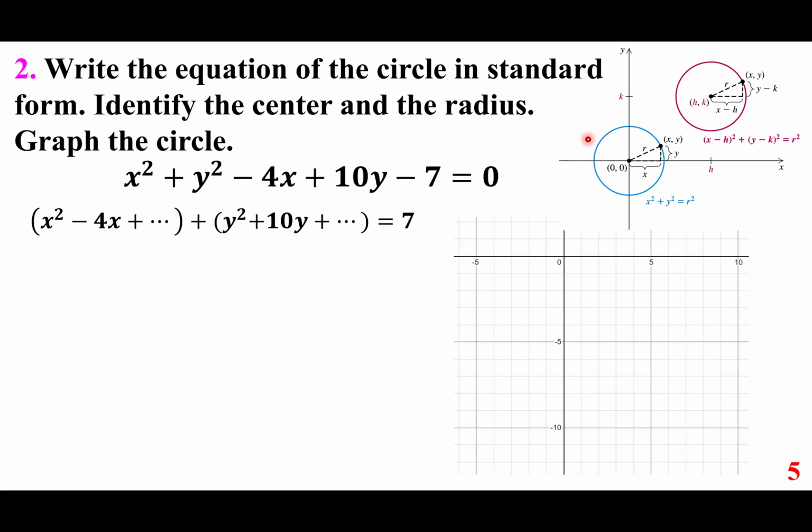Now, for each case, right here, I'm going to write it here and I'm going to erase it. b is negative 4, divided by 2 is negative 2. Square it, and you get 4. So we need 4 here.